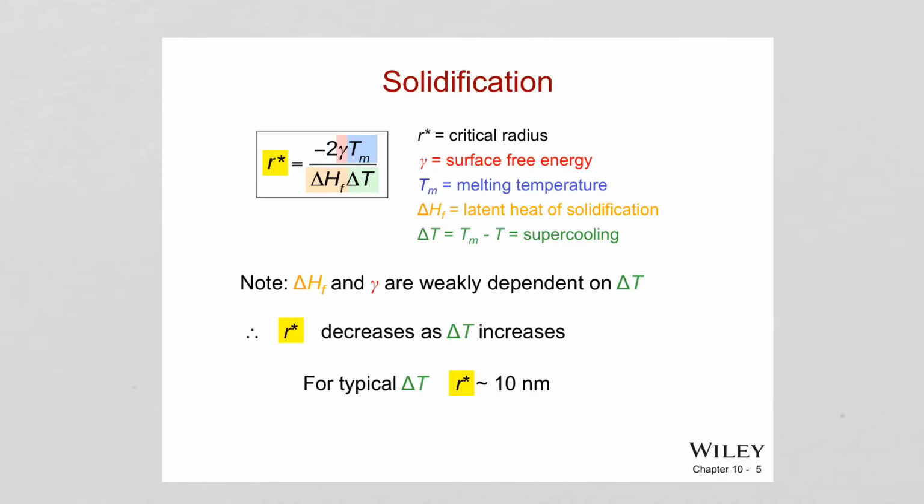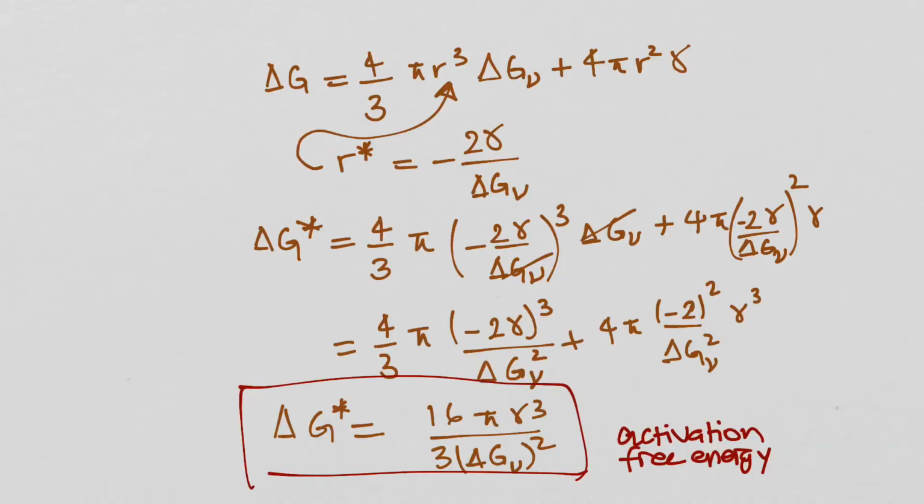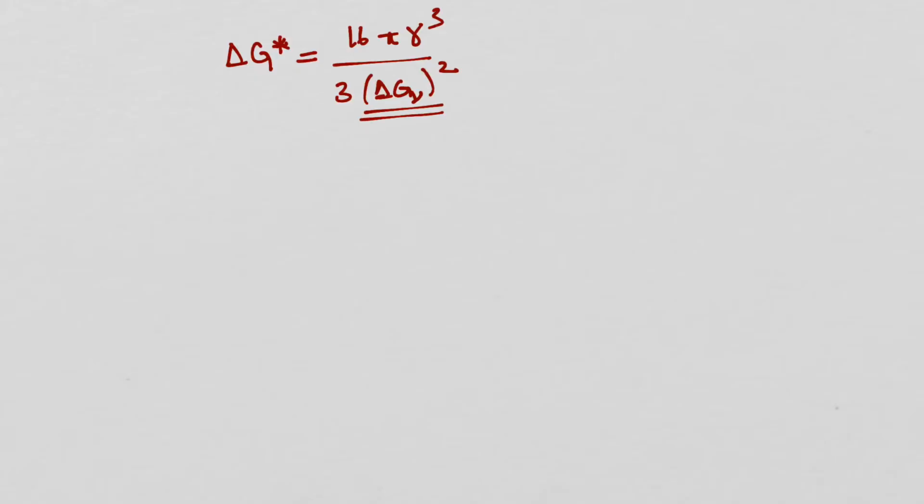Okay, so before we cover this, let me do some derivations here. In our book it is said that delta G star is equal to 16 pi. Okay, this is the volume free energy change, which is the driving force for the solidification transformation, and it is actually something that depends on the temperature. So the equation that is described in our book is like that.